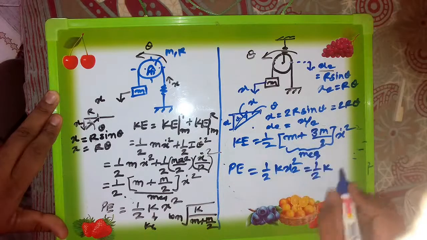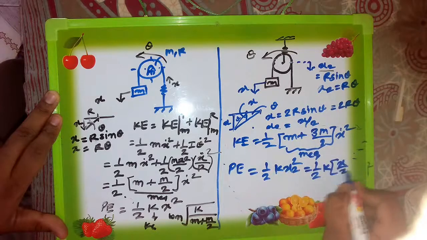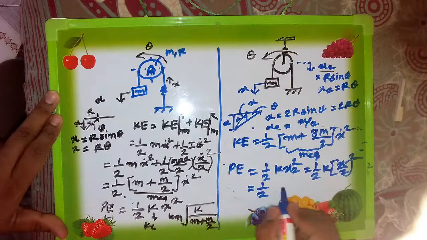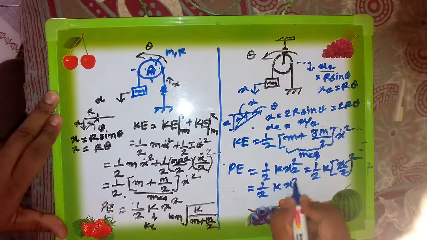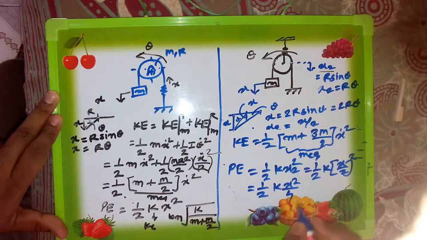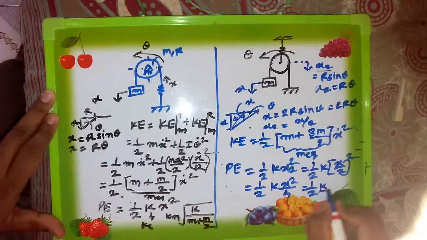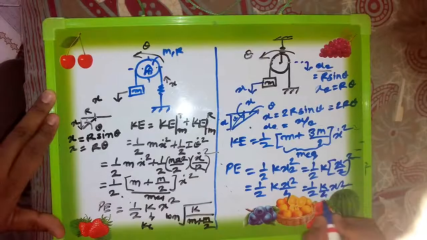x2 is equal to (x by 2), k into (x by 2) whole squared. So I can get it as 1/2 into this k into x squared divided by 4. So can I write down, it will be 1/2 into this value of k divided by 4 into x squared. So this is nothing but the k equivalent.